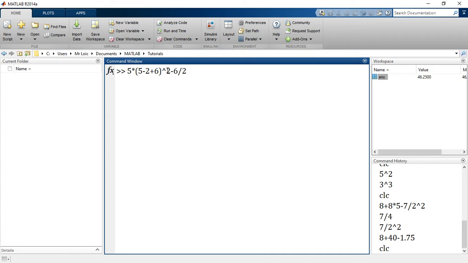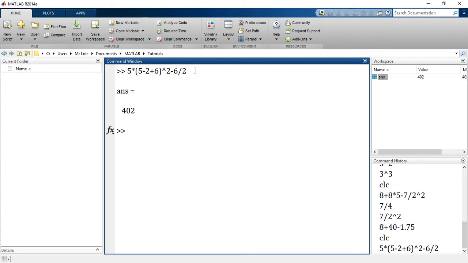You will then look, is there any multiplication or division? Yes, there is a multiplication first. It will be 5 times the 81 to give us 405. And then there is also a division here, which will be 6 divided by 2 to give us 3. Then you do 405 minus 3 to give us 402. So that's exactly the way MATLAB does things.